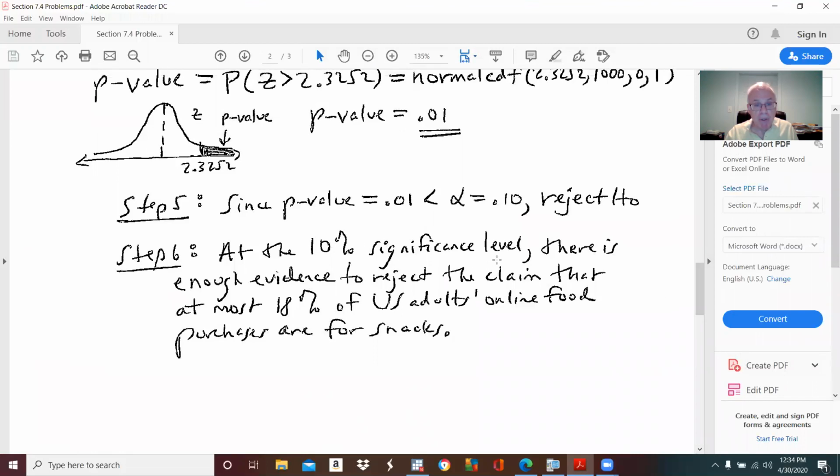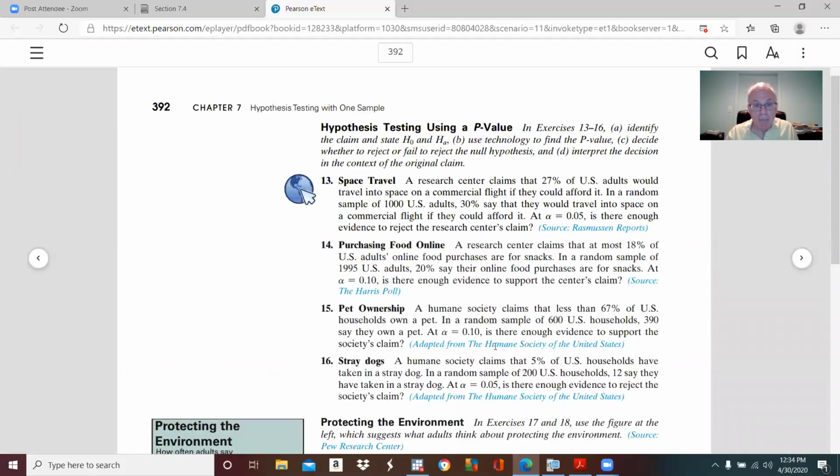So at the 10% significance level, there is enough evidence to reject the claim that at most 18% of US adults' online food purchases are for snacks. Go back to the book. That's exactly the way they're going to write it up. All right, let's look at number 15, last one.